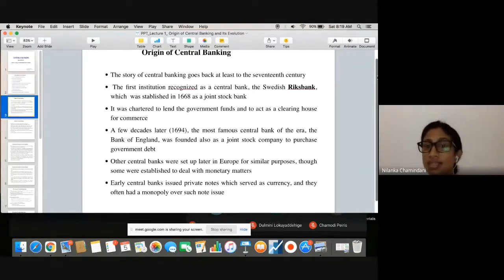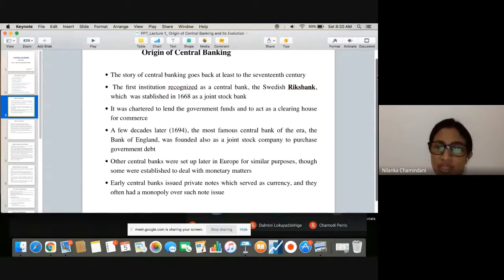As an example, the check clearing system, you know that, right? You can deposit your check, whatever check you are receiving, in your bank, but that check has been issued by another bank. So how does this clearing happen? How does the respective fund come to your bank? Like that, at that time also, several activities were happening among banks. So other than lending the government funds, one of the responsibilities of the central bank was to facilitate that clearing, to act as a clearing house for commerce or the other banks, right?